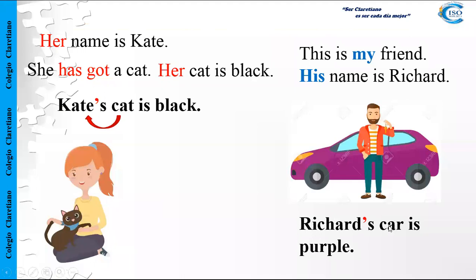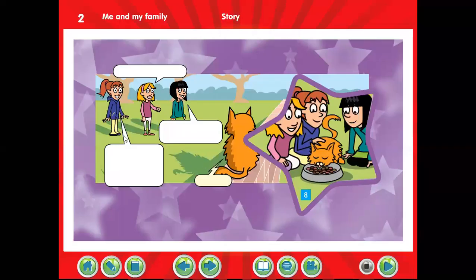Sally's cat. Okay? The possessive. Sally's cat. El gato de Sally. Okay? Remember the possessive. Thank you. Thank you, Lucia. Thank you, Zoe. This is Sally's cat. And at the end, the cat was hungry.